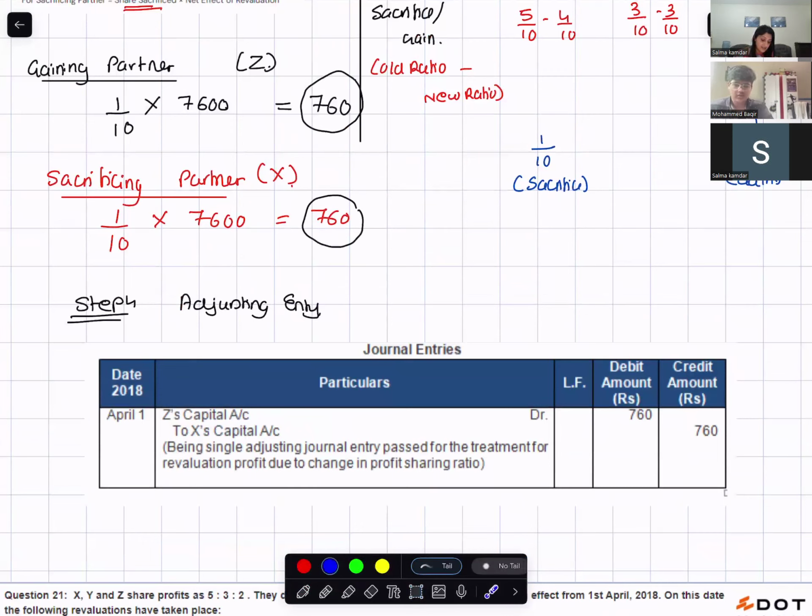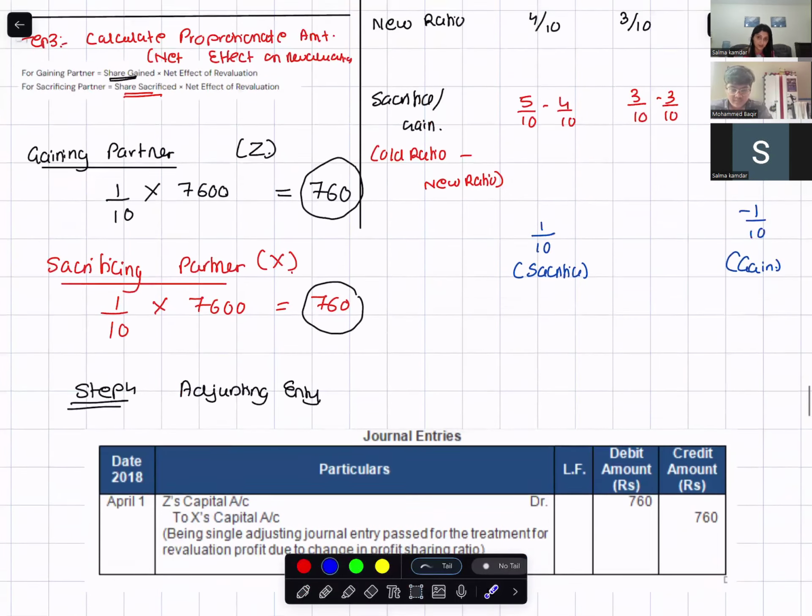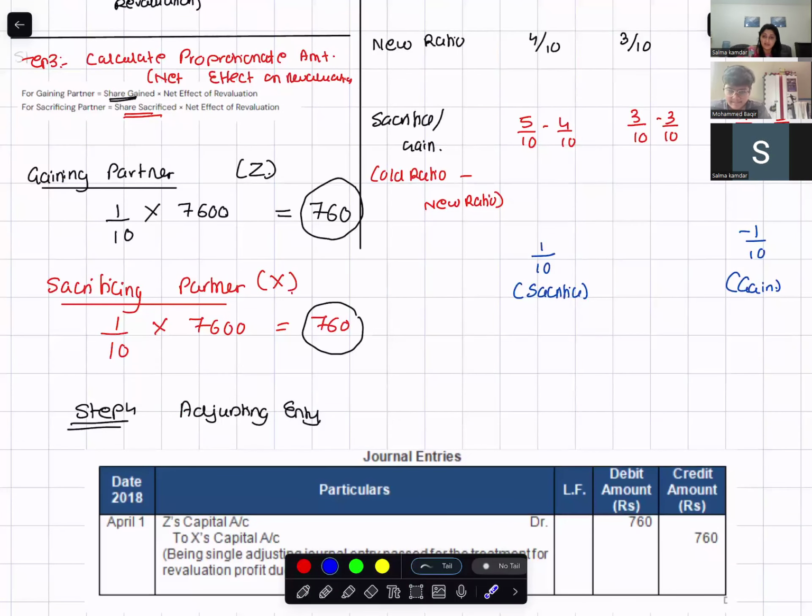What have we done? A single adjusting journal entry passed for treatment of revaluation of profit due to change in profit sharing ratio. So this was our main answer. I want you to solve this sum yourself.